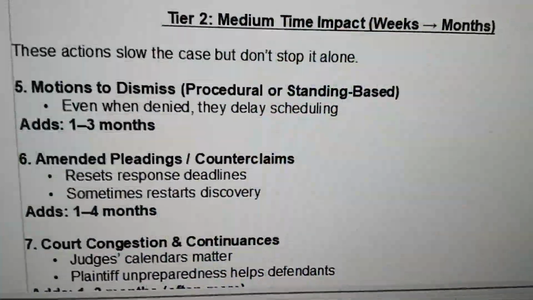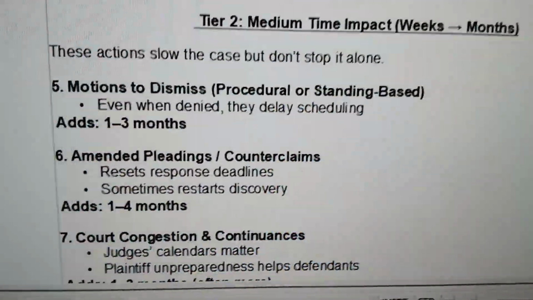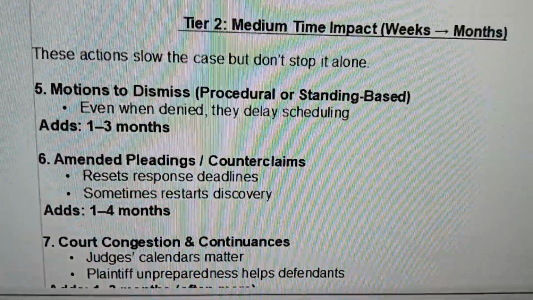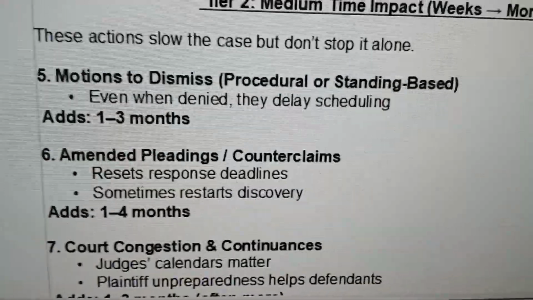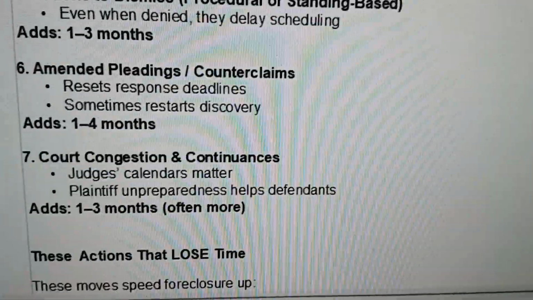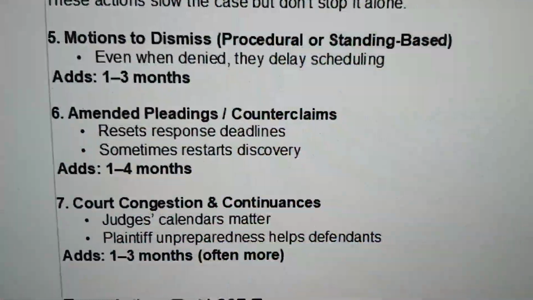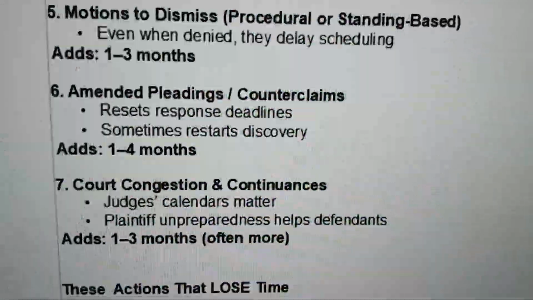Motions to dismiss, procedural or standing based. Even when denied, they delay scheduling. It'll add 1 to 3 months. Amended pleadings or counterclaims reset response deadlines, sometimes restart discovery, and add 1 to 4 extra months. Court congestion and continuances. Judges' calendars matter. Plaintiff unpreparedness helps defendants, adds 1 to 3 months, often more.